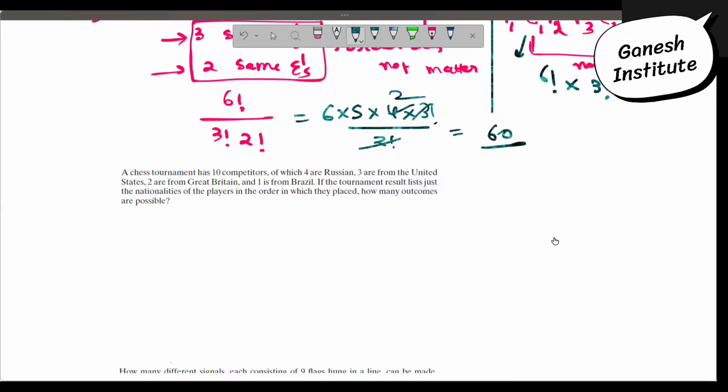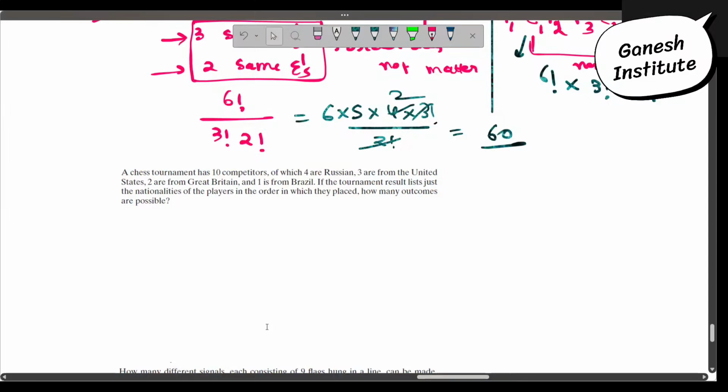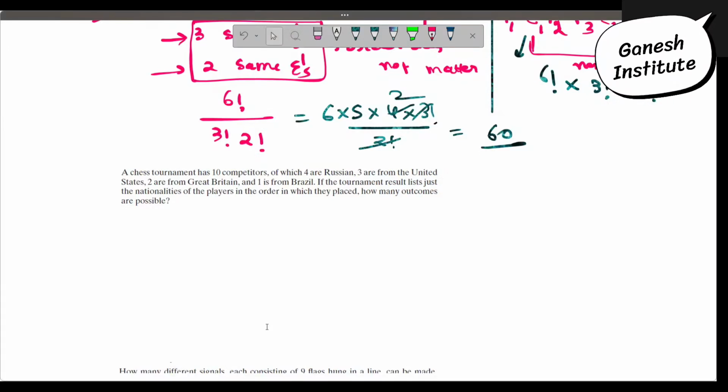Read the next one. A chess tournament has 10 competitors, of which 4 are Russians, 3 are from United States, 2 are from Great Britain, and 1 is from Brazil. If the tournament results list just the nationality of the players in the order in which they place, how many outcomes are possible?